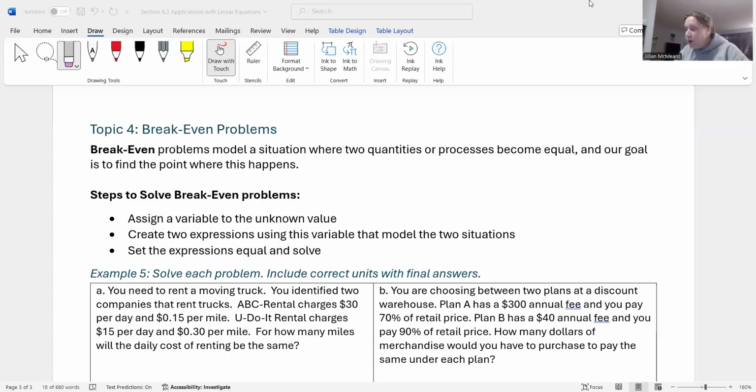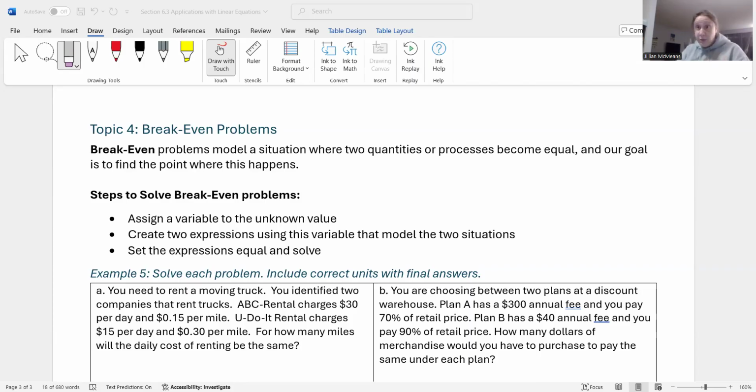Okay, for topic 4, we're going to look at something called break-even problems. Now, I've always called this type of problem break-even problems. I'm not entirely sure if your official textbook calls them this or not. I cannot remember off the top of my head. But basically, a break-even problem models a situation where two quantities or two processes become equal at some point, and our goal is to find the point where this happens.